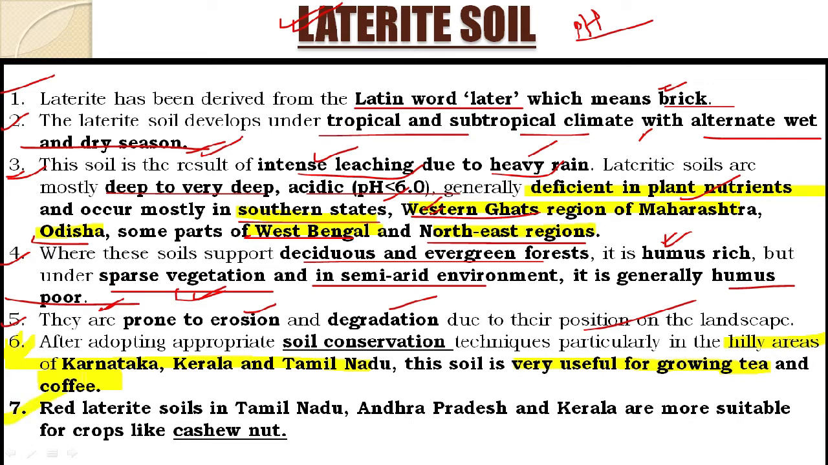Now let us see point number 7. Red laterite soils are found in Tamil Nadu, Andhra Pradesh, and Kerala. Soils which are basically found in Tamil Nadu, Andhra Pradesh, and Kerala are more suitable for crops like cashew nut. That's why we see most of the cashews coming from down south. So this is all about the laterite soil.